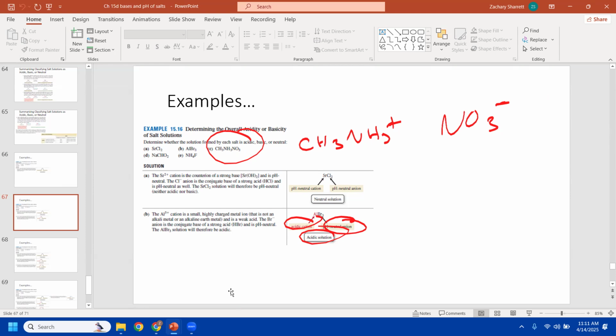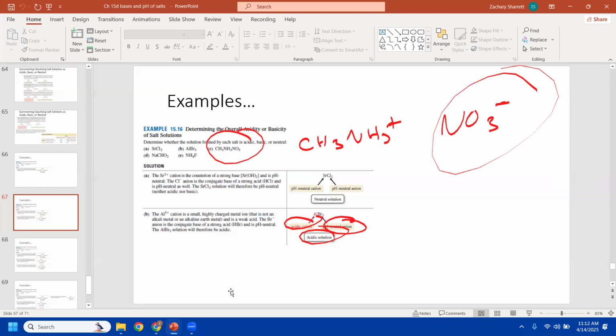Emily, is either of these pH neutral? What do you think, Ida? Is either of these pH neutral? Look at Bryce. Bryce is on top of it. Yes. Which one is it, Bryce? Very good. Why, Bryce? HNO3 is a strong acid.